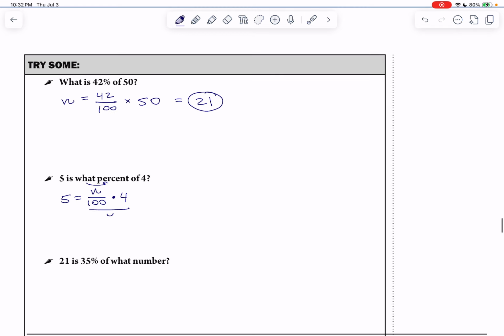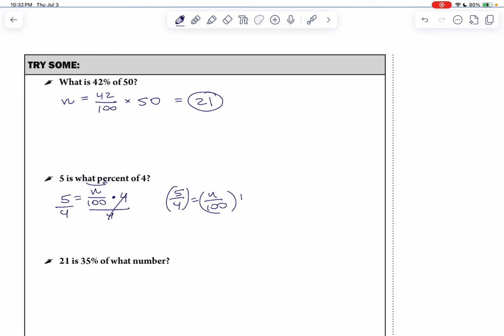I can divide both sides by 4. That'll cancel out over there. And I'll get 5 over 4 equals n over 100. And then I can cross multiply. Or if I wanted to be really simple, I would just multiply both sides by 100.